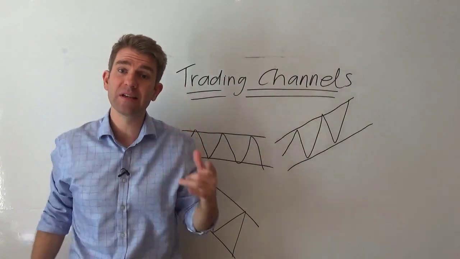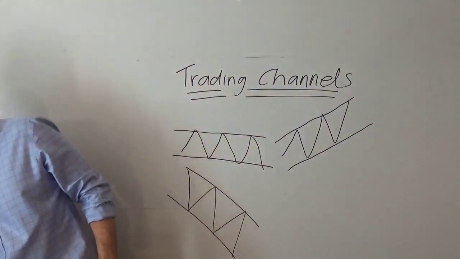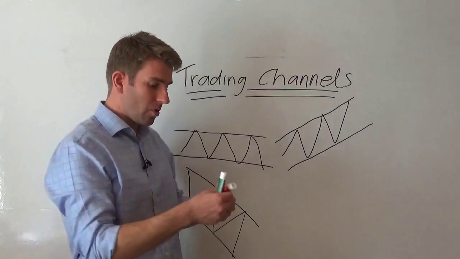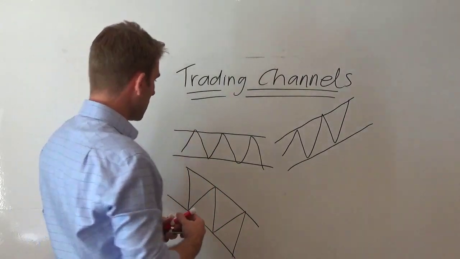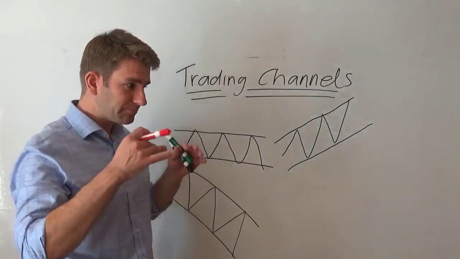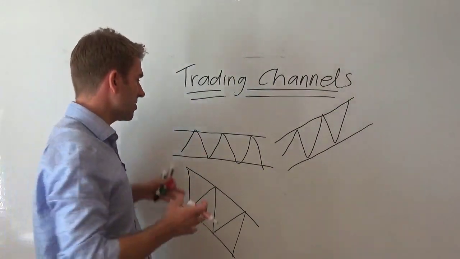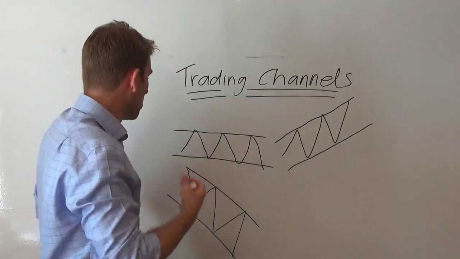Okay, so the important thing is, how do we trade it? What's the deal? Let me get a different color pen. Let's go with the red one and a bit of green. Okay, so what the textbooks tell you to do with a channel is to sell at the top of a channel and buy at the bottom of a channel. So you treat it as support and resistance and you trade it accordingly.